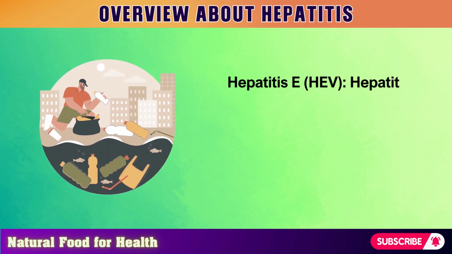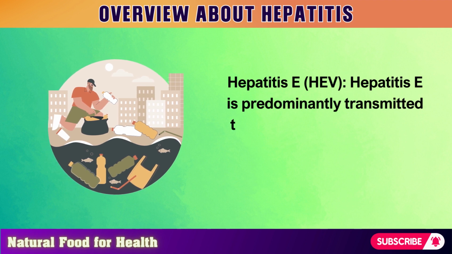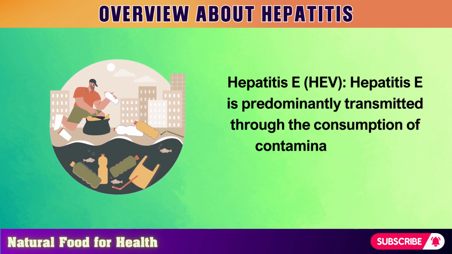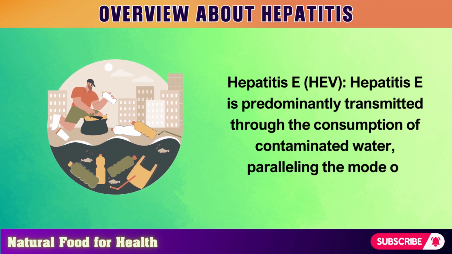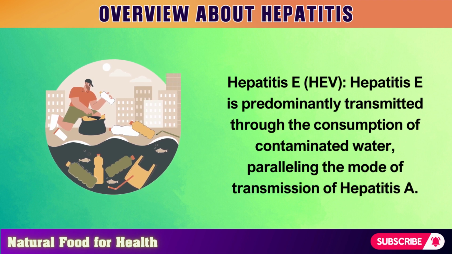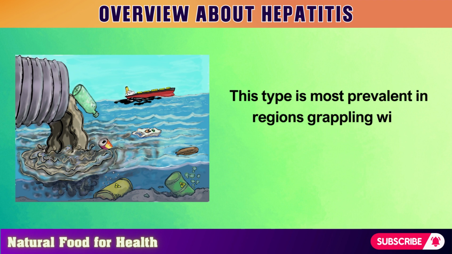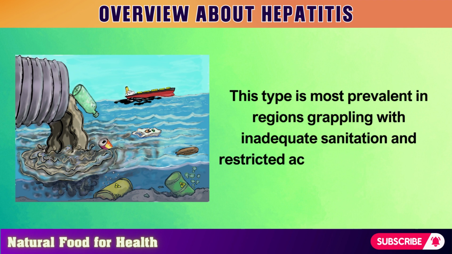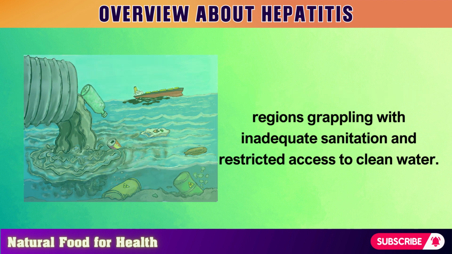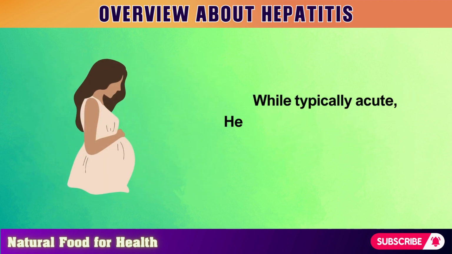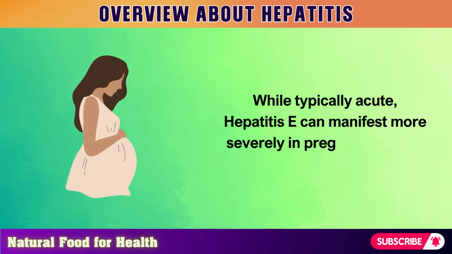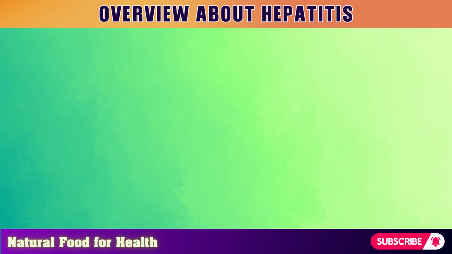Hepatitis E, HEV. Hepatitis E is predominantly transmitted through the consumption of contaminated water, paralleling the mode of transmission of hepatitis A. This type is most prevalent in regions grappling with inadequate sanitation and restricted access to clean water. While typically acute, hepatitis E can manifest more severely in pregnant women.